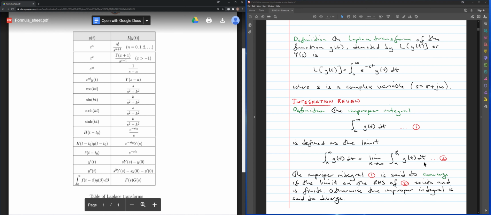Once you do that and work this out, you're going to get some expression involving r. Then, according to the definition of this improper integral, whatever you worked out, you're going to take the limit of it as r goes to infinity. So that's really your definition of an improper integral. That's how you want to think about it.